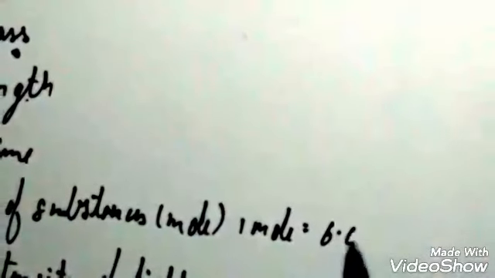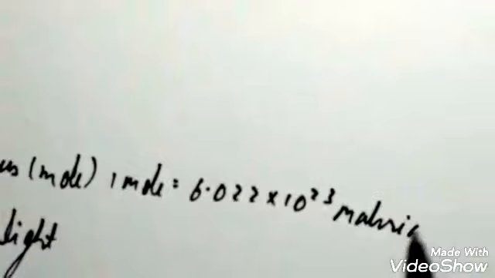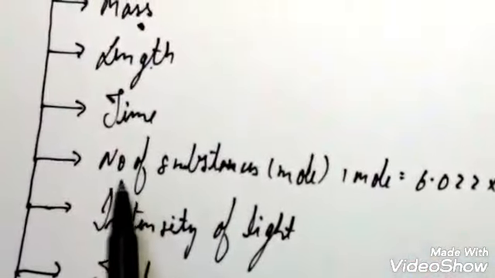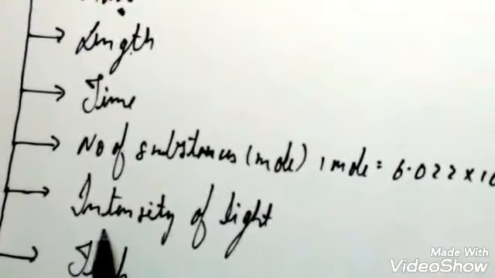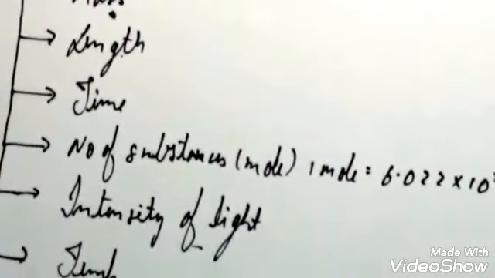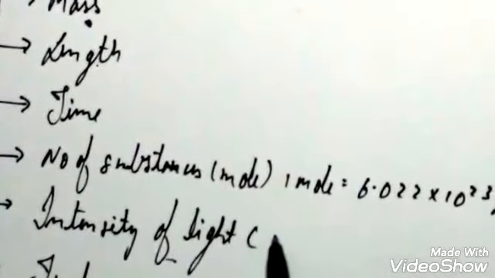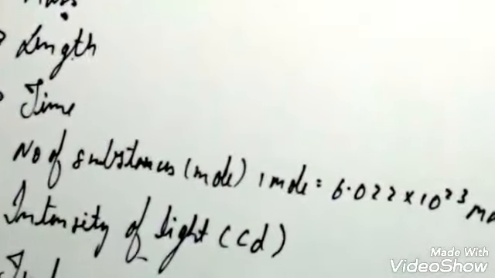If I say that I have 1 mole of substance, then it means that I have 6.022 into 10 power 23 substance. Means 1 mole is equal to 6.022 into 10 power 23 particles of material. It is an absolutely new unit, that's why I am explaining this one. And fifth one is intensity of light, means how bright light is. Its SI unit is candela, represented by cd.